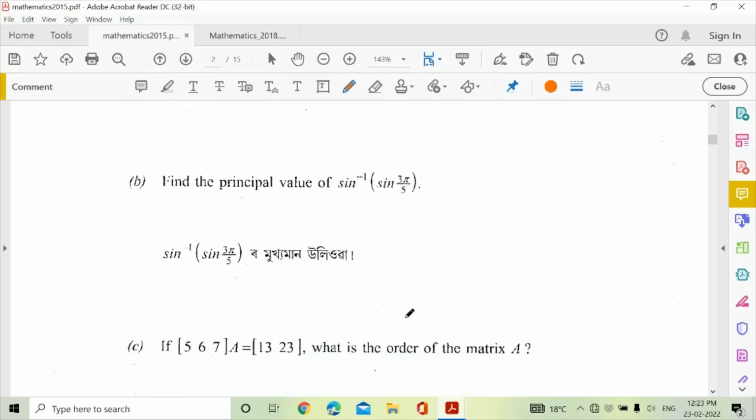Another important question: find the principal value of this one. Remember, it is known to you the sine function is defined from the closed interval minus 1 comma 1 to minus pi by 2 comma pi by 2. The sine inverse function is defined from minus 1 comma 1 to minus pi by 2 comma pi by 2. That means whenever you have to find the principal value of sine inverse, always remember the value should lie between minus pi by 2 and pi by 2.